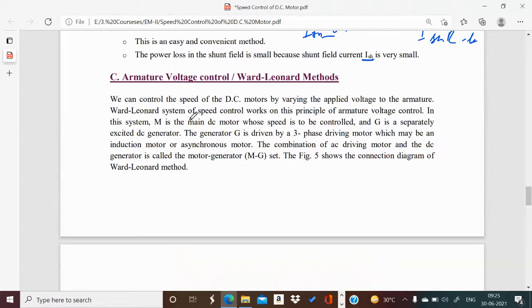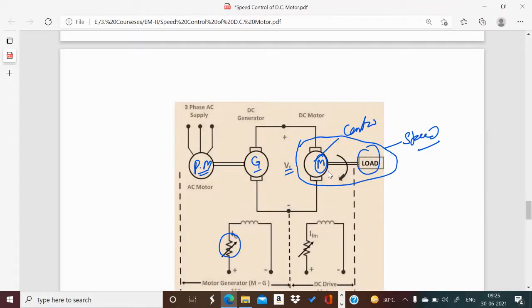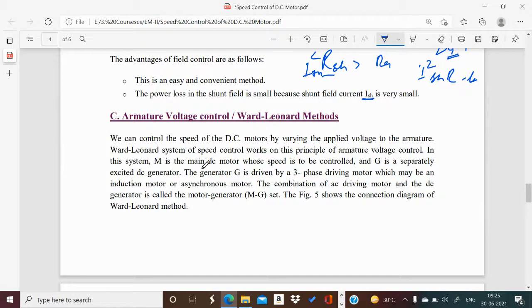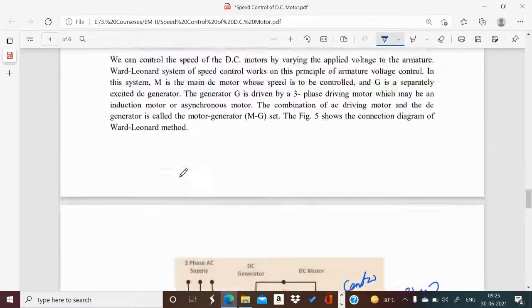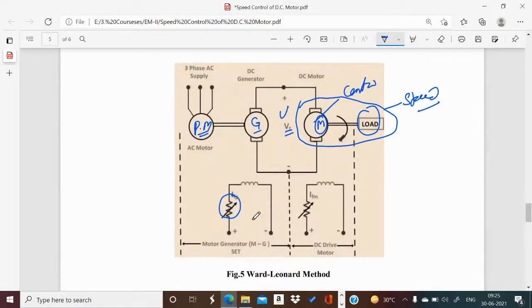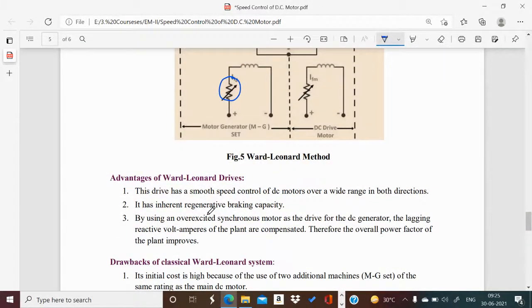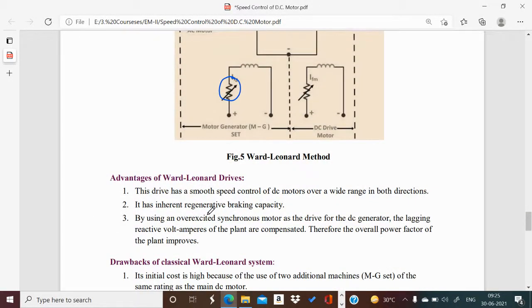So that mechanism or theory is written here. Speed control on the principle of armature control. That means we have to control this input voltage, only this V, to this motor. M is the main machine, the DC motor whose speed is to be controlled, and G is a separately excited generator. This is the field winding for this motor, and this is the field winding for the generator.